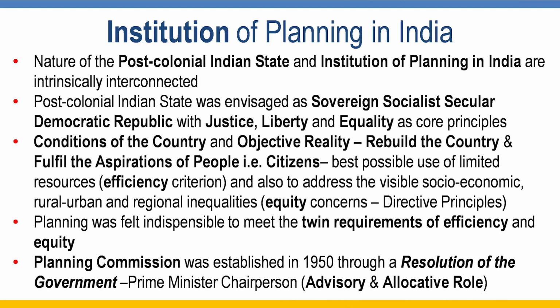Article 21 guarantees their right to life with all the necessary conditions of a human being. So therefore, it is necessary to make the best possible use of the limited resources. And that's where the efficiency criteria will come in. Pareto optimality condition will chip in, and also you have to address the visible socio-economic, rural-urban, and regional inequalities that are there.